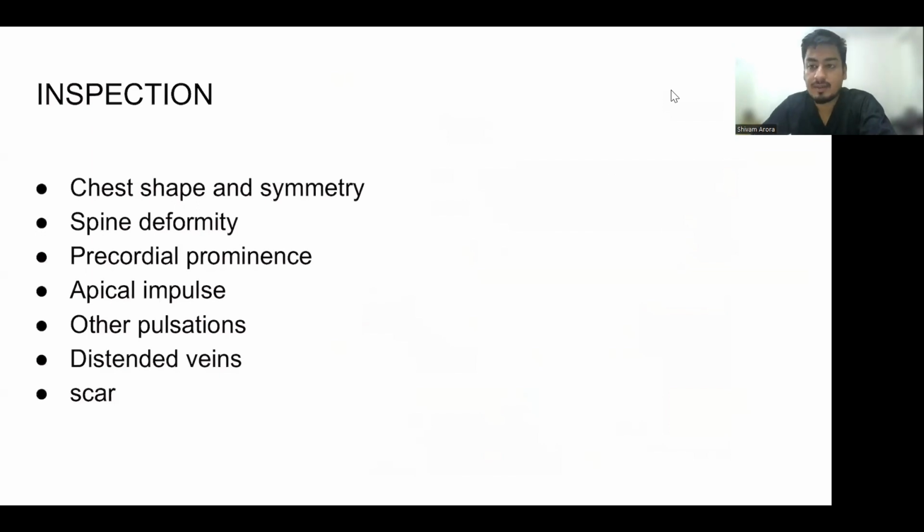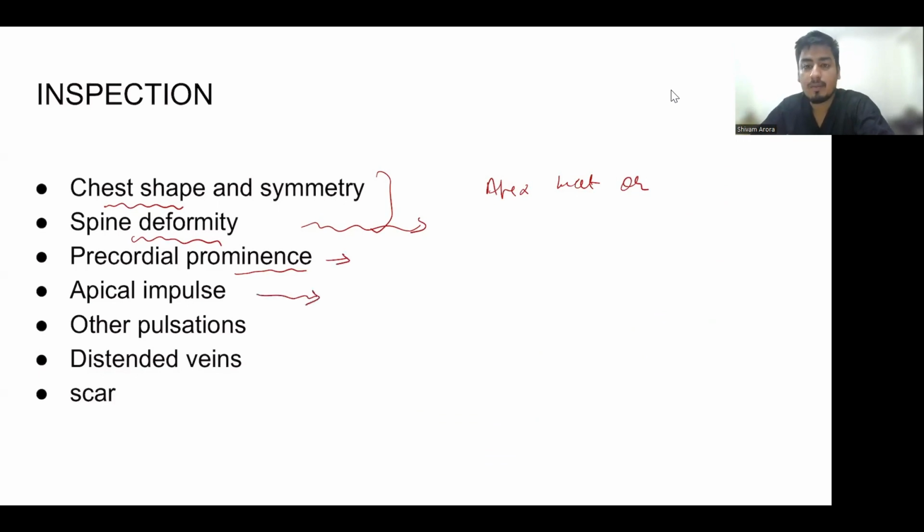Now, we'll come to the systemic examination. In systemic examination, we'll start with inspection. First of all, we'll look for chest shape and symmetry and spine deformity. If a patient has kyphosis or scoliosis, there is no point in doing the cardiovascular examination, because the apex beat or other areas of the heart will be in different positions. Suppose you are listening to a murmur in the aortic area, but in this patient the aortic area would change. Then we'll look for precordial prominence and apical impulse. Apical impulse is a very important thing to look for in the inspection part.